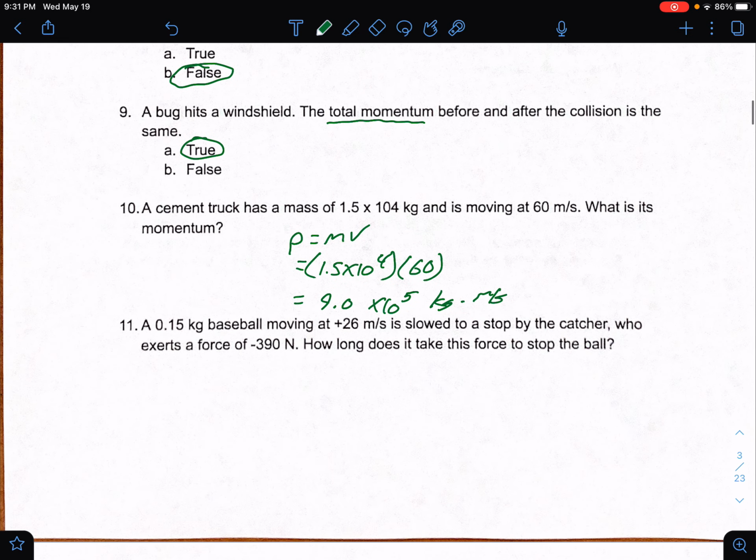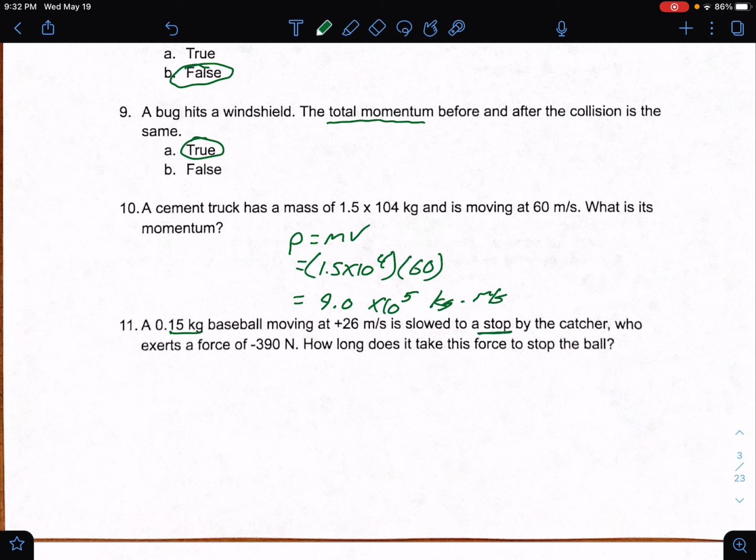Okay, number 11, a 0.15 kilogram basketball moving at positive 26 meters per second is slowed to a stop, so watch out for that. That should be your v final, by the catcher, who exerts a force of negative 390. How long does it take for this force to stop the ball?